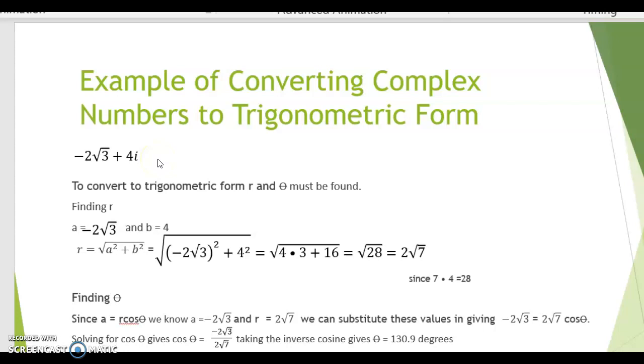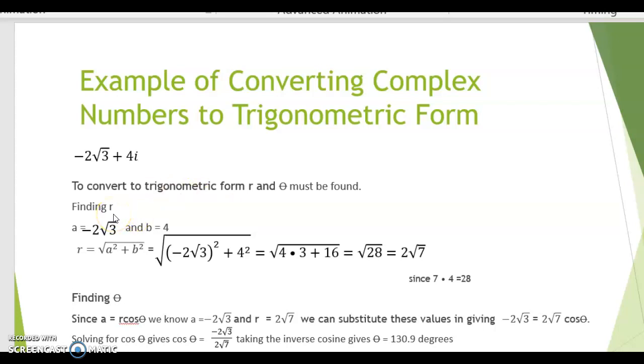Now, an example of converting a complex number to trigonometric form. We are given the complex number -2 times the square root of 3 plus 4i. To convert to trigonometric form, r and theta must be found. This is a fact you have to learn.